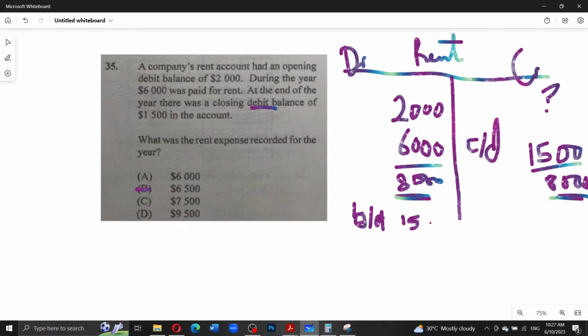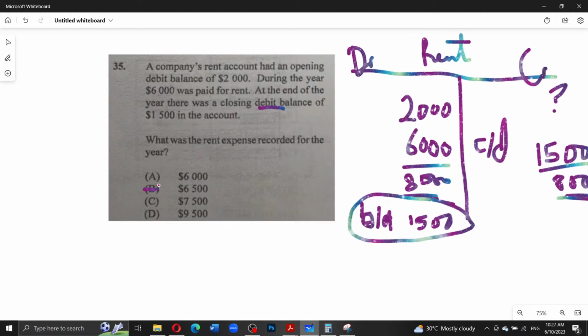You see, just now I said I'll tell you. At the end of the year, there was a closing debit balance of 1,500. The closing balance is actually on the debit side. Even though it says it has a debit value, it's a carry down value, and the carried down value is over here. I hope this one is clear. So the answer for this is 6,500.